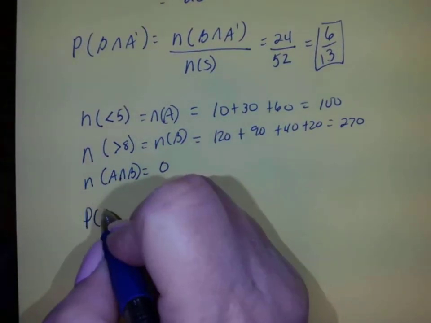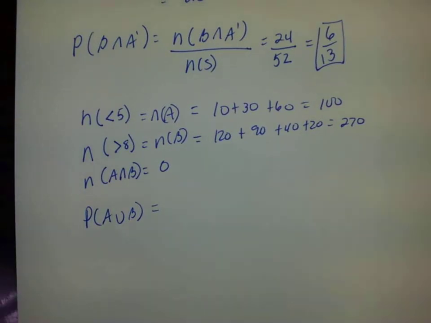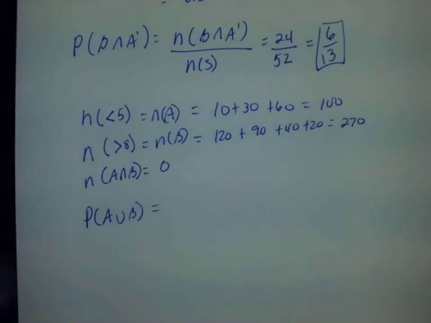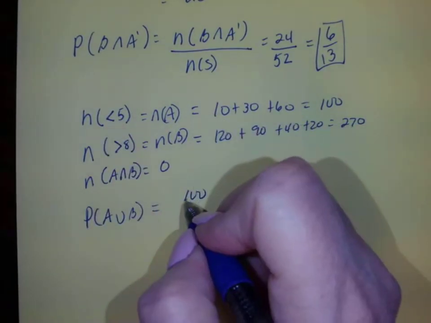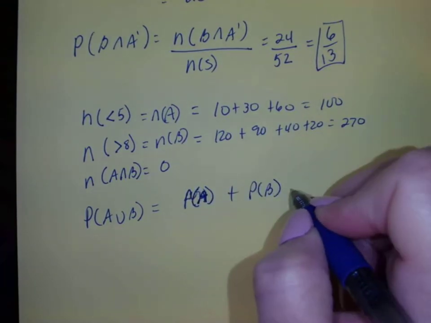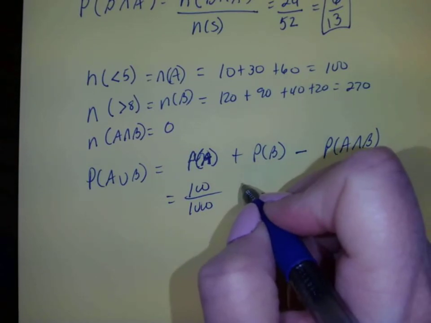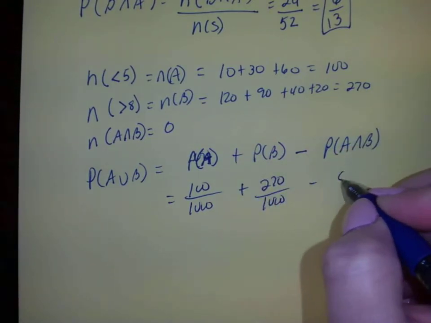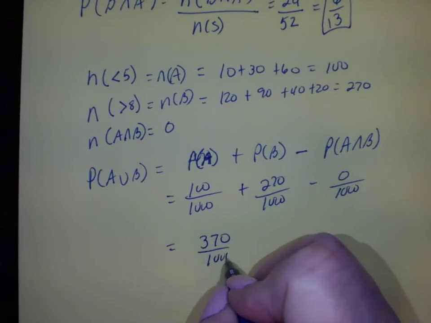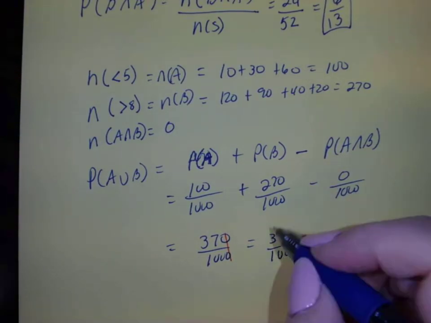So using our probability formula, the probability of A union with B will be equal to, and they told us there was 1,000 rolls. A pair of dice are rolled 1,000 times, so that's our sample space. First I've got to do the probability of A, so the probability of A plus the probability of B minus the probability of the intersection. All right, so 100 out of 1,000 plus 270 out of 1,000 minus 0 out of 1,000. Well, this will get us 370 out of 1,000, and you can reduce the end zeros when they both end in 0, and you get 37 out of 100, and that would be your answer.